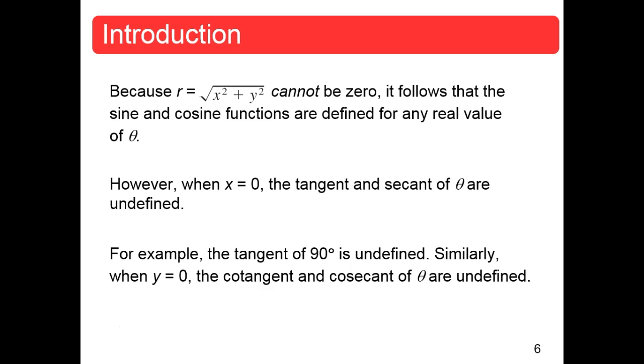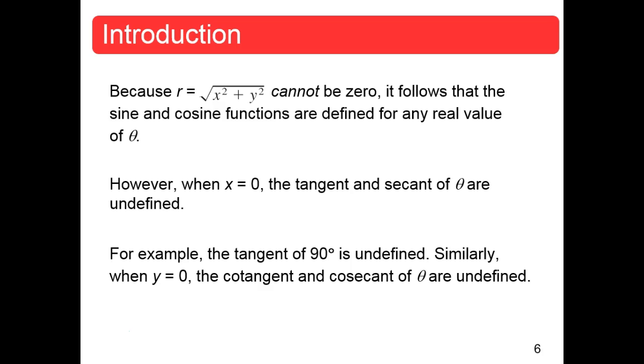Like we just said, because r is the square root of x squared plus y squared, two things here. Number one, it can't be zero because x and y both can't be zero at the same time. The second thing is, this is the principal square root. r can never be negative. Your r is always positive. Your hypotenuse is always positive. Always. Never negative. x and y can be positive or negative, but r cannot be because it's the principal square root. Positive square root. It follows that sine and cosine functions are defined for all real values of theta.